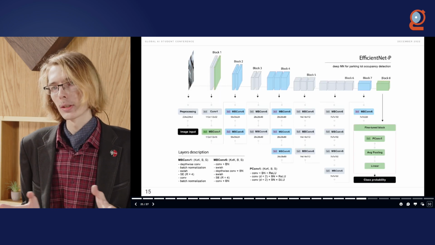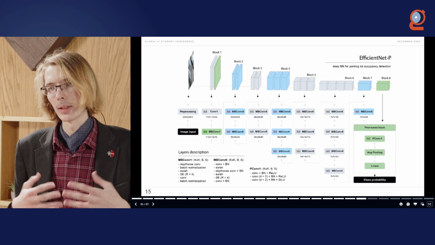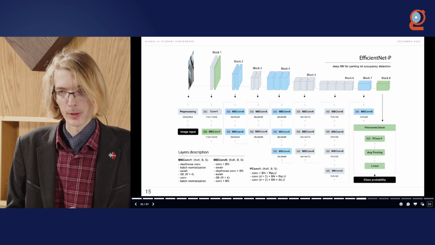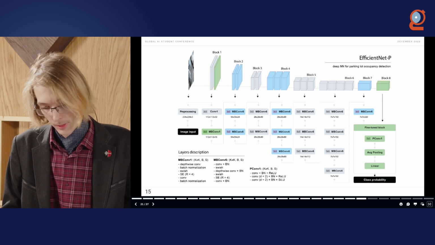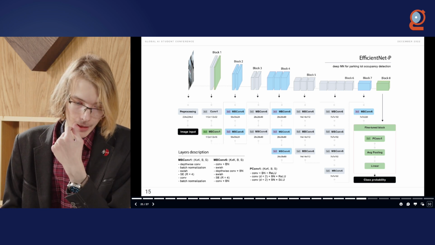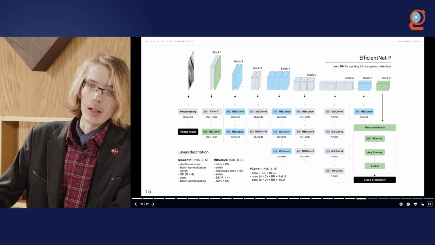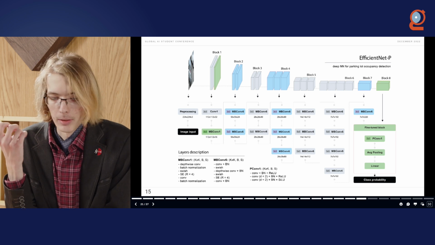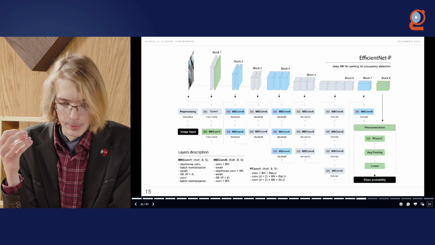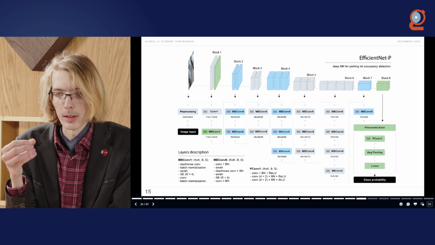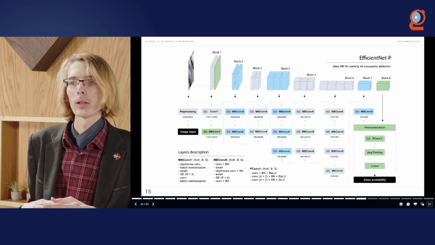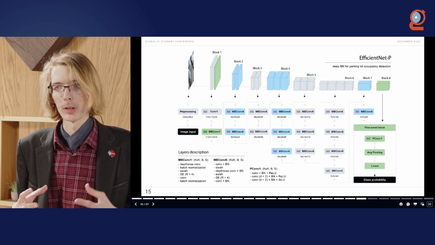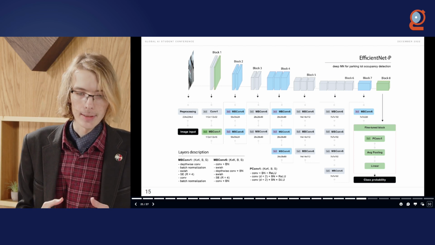Finally, let's proceed to the architecture that we presented as our own contribution towards the parking lot occupancy detection problem. It is based on EfficientNet, a neural network architecture based on an algorithm known as neural architecture search. It is just another neural network that is used to find the proper configuration of our CNN.